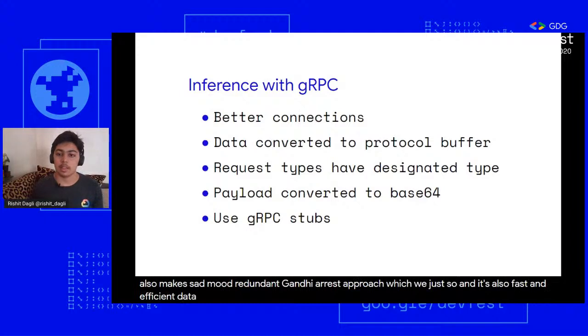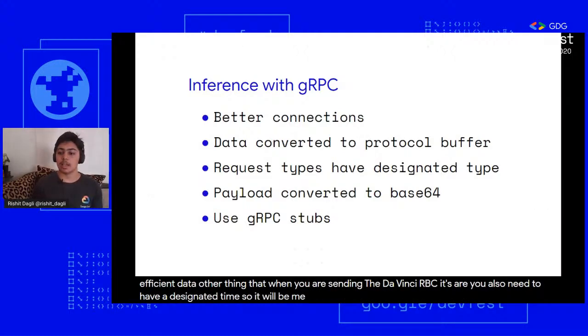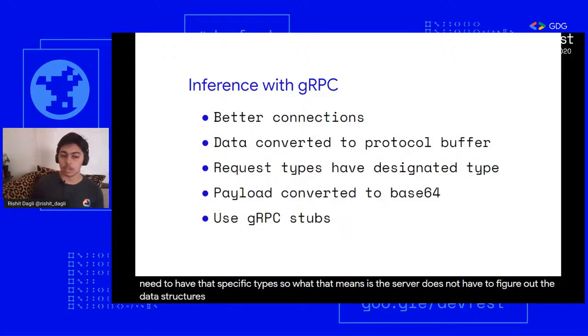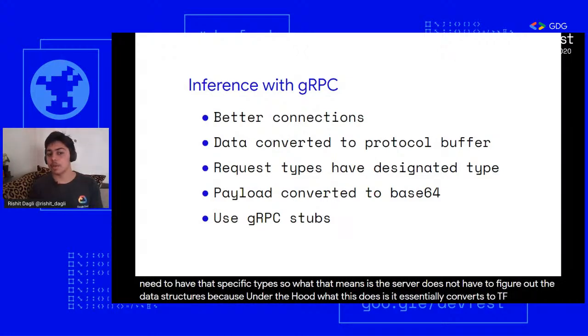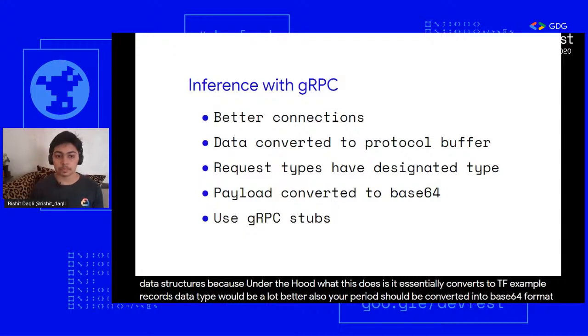due to the fact that when you are sending data with gRPC, you also need to have a designated type. So I'd be saying, okay, this is a float, or this is an integer, and so on. I need to have those specific types. What that means is the server does not have to figure out the data structures, because under the hood it essentially converts to TF example records. So having a designated data type is a lot better. Also, your payloads would be converted into base64 formats.